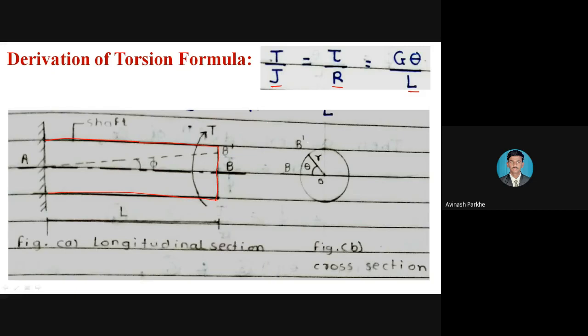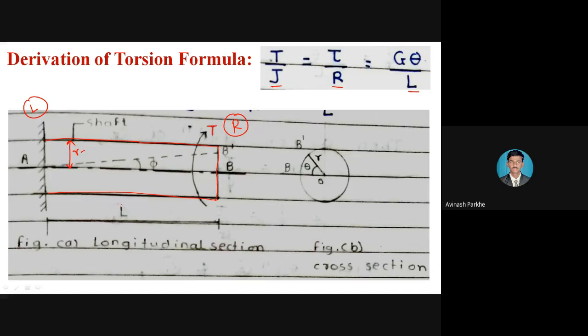The radius of that shaft is represented by this vertical distance from the center point to the top point. This is called the radius of the shaft. So let us consider one shaft having radius R and length L. These are the two parameters given, and the shaft is subjected to some amount of torque at the free end. Whatever this right side is, this is the free end, and this left side is the fixed side.